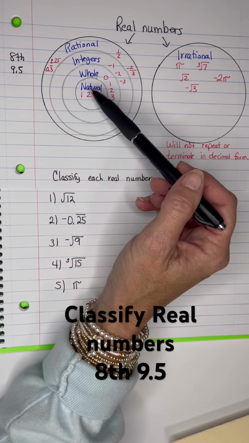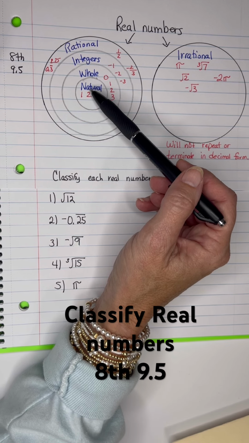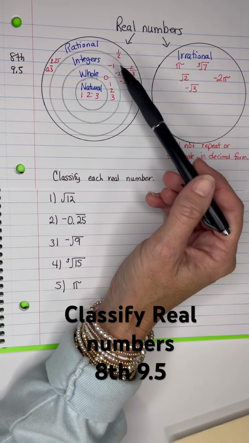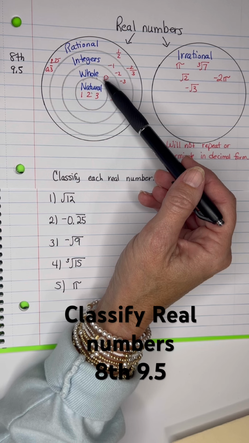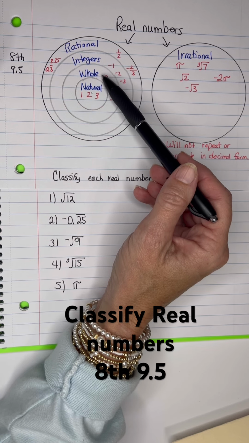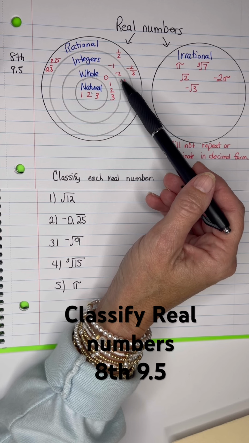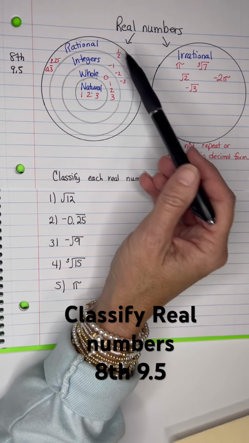Let's start with natural numbers though. Natural numbers are what you learn to count with when you're just a baby. 1, 2, 3, 4, all the way up. Your whole numbers are your natural numbers, but it also includes a 0. And then your integers are all your whole numbers, your natural numbers, and any negative numbers. And then your rational numbers are, of course, what we've already talked about.